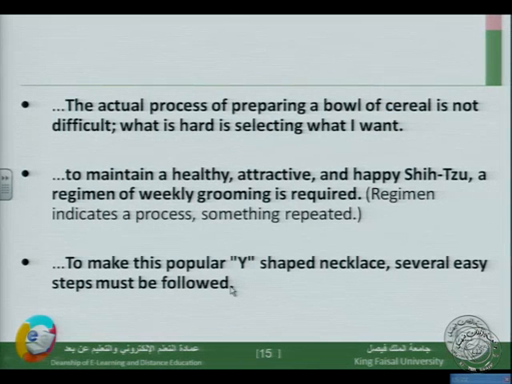To maintain a healthy, attractive, and happy she too's a regimen of weekly grooming is required. So here, when you say a regimen of weekly grooming is required, a regimen indicates a process, something repeated. To make this popular Y-shaped necklace, several easy steps must be followed.